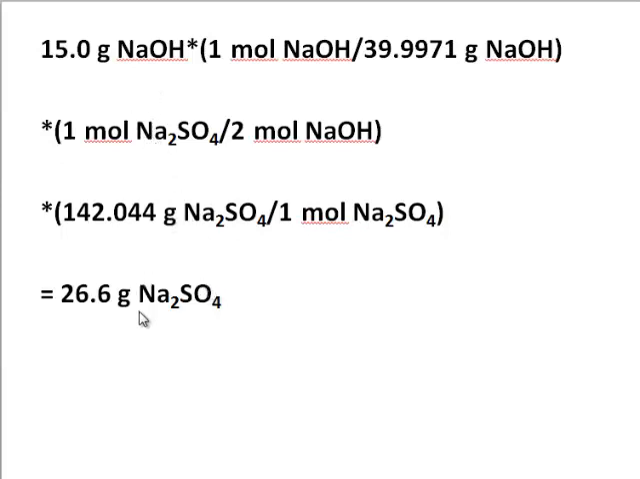In this problem and in the last problem, you can review the steps. Grams of sodium hydroxide cancel, leaving moles. Moles of sodium hydroxide cancel, leaving moles of sodium sulfate. Moles of sodium sulfate cancel, leaving grams. All right, check your work on both problems and then moving on.